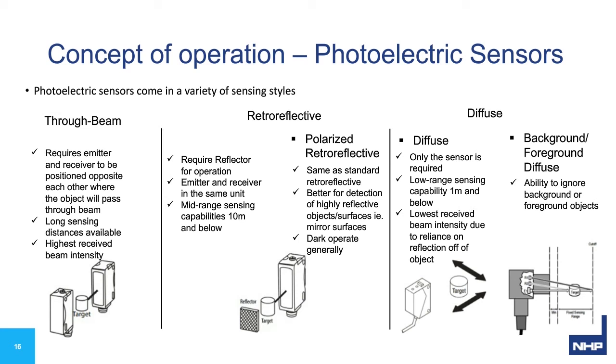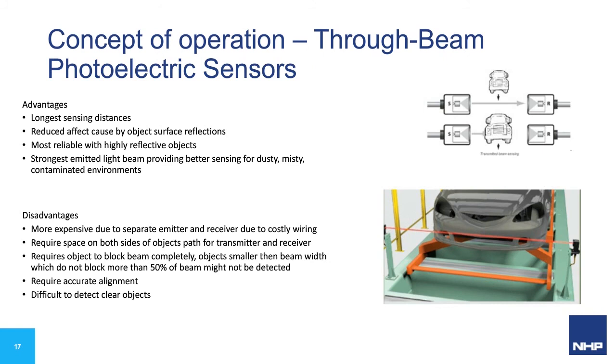their advantages and disadvantages. Now, through beam sensors have the strongest beam intensity due to the 2 dedicated units. So due to this, the advantages are they have a longer sensing distance, specifically with laser emitting sensors. There's a reduced effect caused by object surface reflections, and they're most reliable with highly reflective objects as the beam is completely blocked. And they're also better for dusty, misty, and contaminated environments due to the stronger beam intensity, which means it can handle a small level of this. Now, with this, it's just important to note that they can handle this. However, there still can be a build-up of the contaminants resting on the lens itself, which can cause problems.